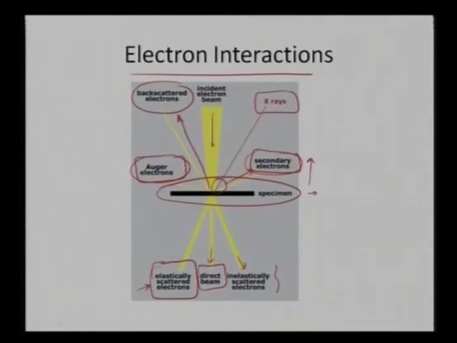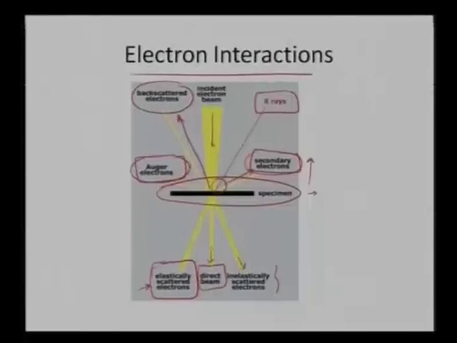So if I let my incident electron beam interact elastically with the material, and I detect the elastically scattered electrons, then I know what my input energy is. I know how they will interact with the material to give me a final elastic interaction. So I know what my output is, and I know what my input is. I can get much more information from the material after this elastic interaction has occurred.